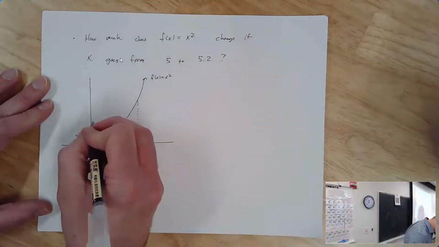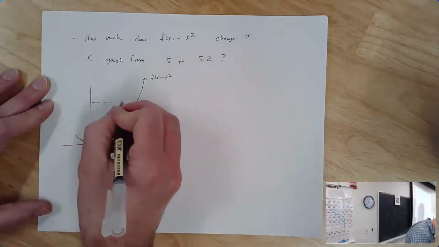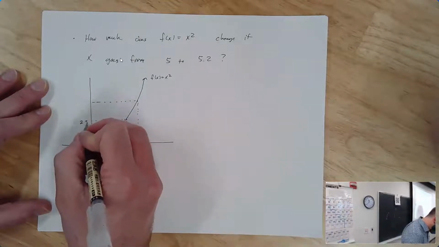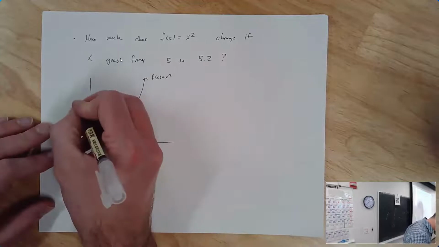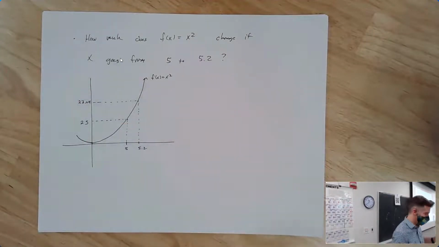So this amount here, if I plug in 5 to x squared, I get 25. If I plug in 5.2, I didn't calculate this ahead of time, I get 27.04, which I suppose we could have done by hand, but come on, we're going to use the calculator.